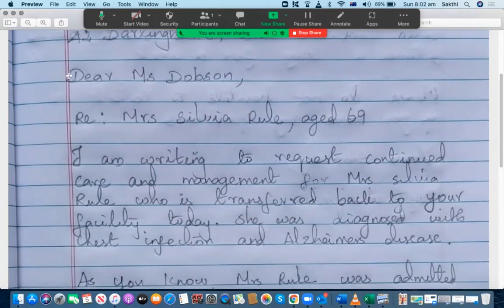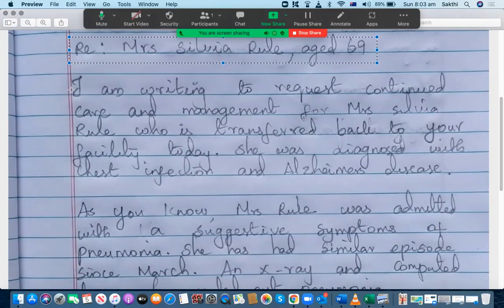And then she has written the salutation of the addressee. That is, dear Miss Dobson. So that's good. And then she placed a comma as well. I'm very happy with that. And then she has written the reference details of the patient, which is regarding Mrs. Silvia Rule, aged 69. So this is all good. Let me go through the introduction paragraph now.